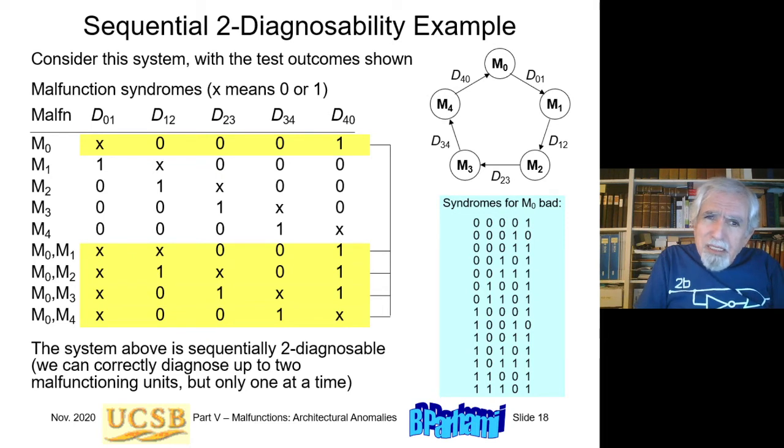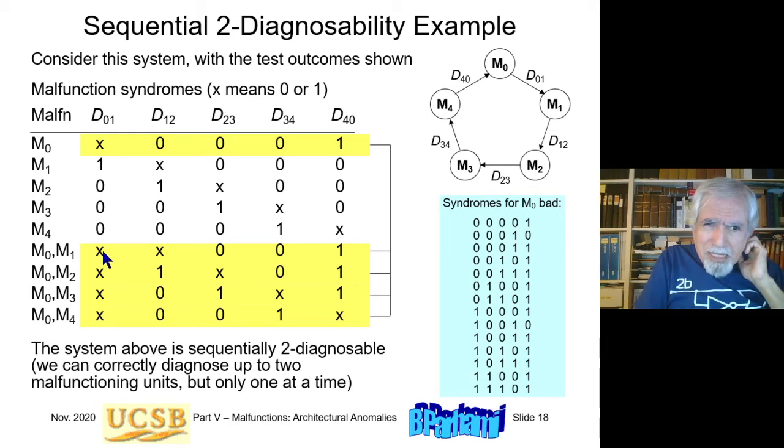Okay, so this is basically sequential 2-diagnosability of a 5-node ring. I formed the syndrome table. No malfunction is all zeros. I've excluded that row. M0 malfunctioning, this is the syndrome. X means 0 or 1. M1 malfunctioning, M2, M3, M4. M0 or M1 malfunctioning. Okay, this syndrome is indistinguishable from M0. So that's why it's not one-step two-diagnosable.